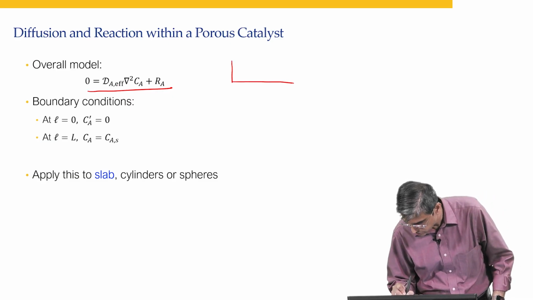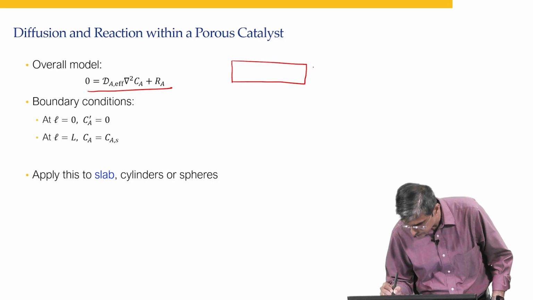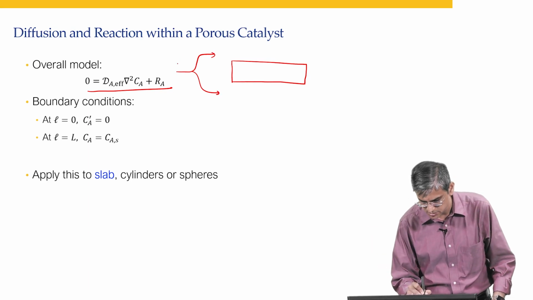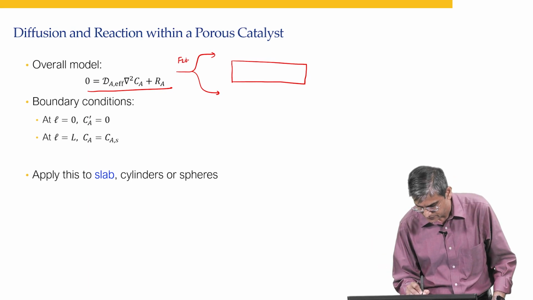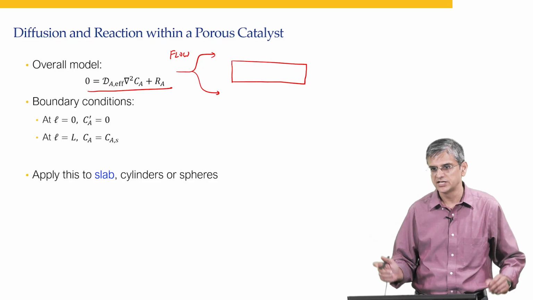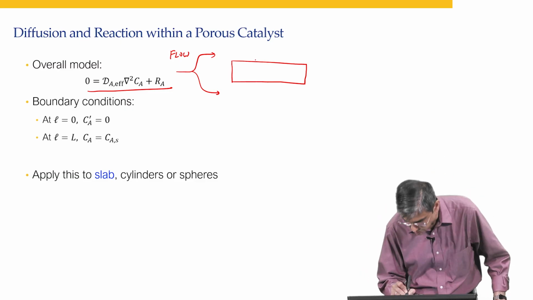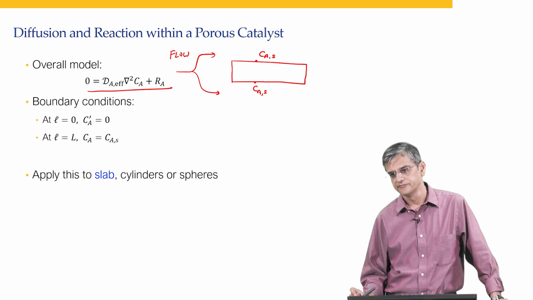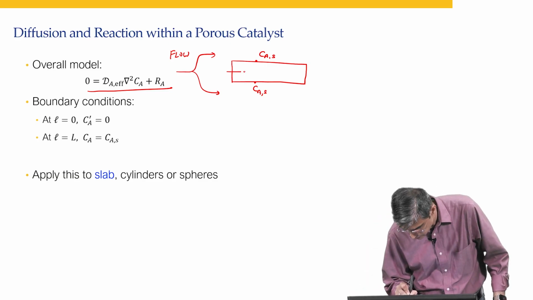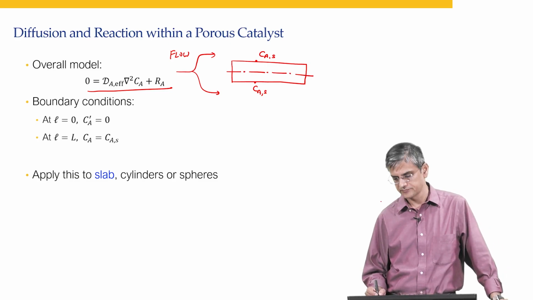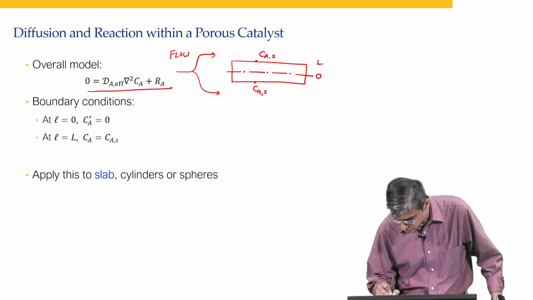So this is the slab. Let's say there is flow that is happening, or everything might be quiescent, it doesn't matter how the situation is. The concentration over here is CAS, and the concentration over here is also CAS. This is the center line. This is 0, this is L.